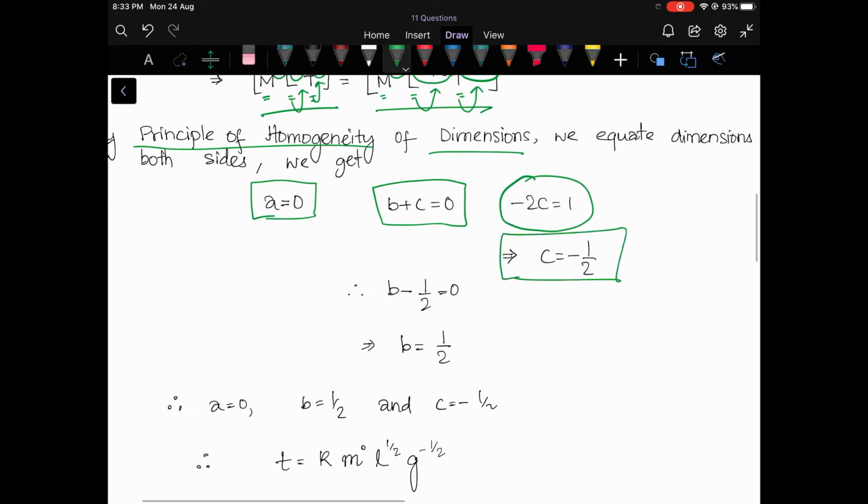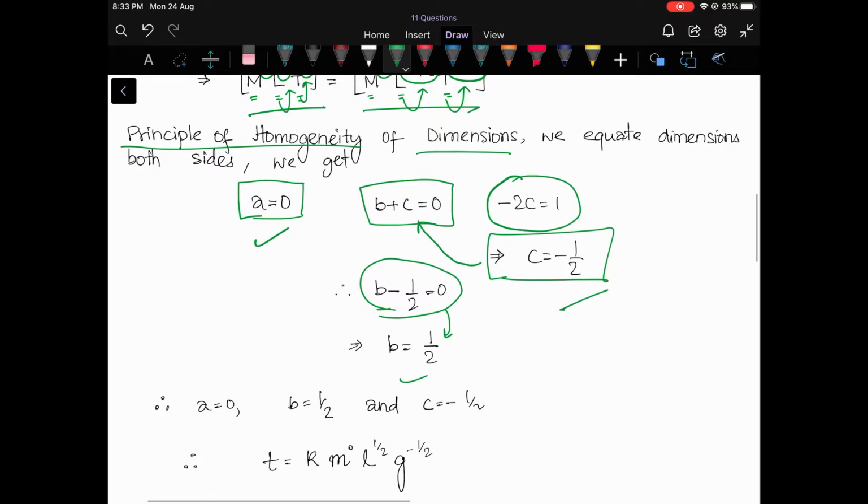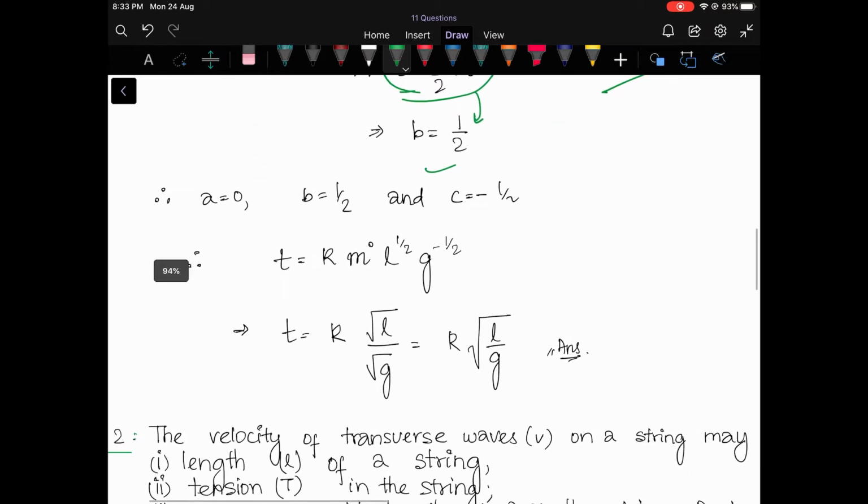From here we can find the value of c to be minus half, which we plug into this equation here, so that we get b minus half equal to 0. So from here we have also got b. So see, we have got a, b and c. Now we are ready to write the final form.